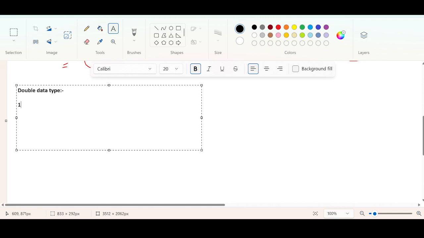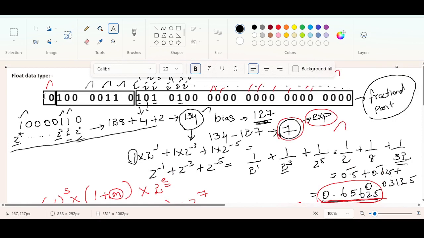So the first point is the size. The size is 8 bytes, so 64 bits. Internally, a 64-bit register will be created. If you apply the same logic for the double data type, it is going to be a very big binary number, and the calculations are going to be very difficult. So we will not do any calculations on the double data type.